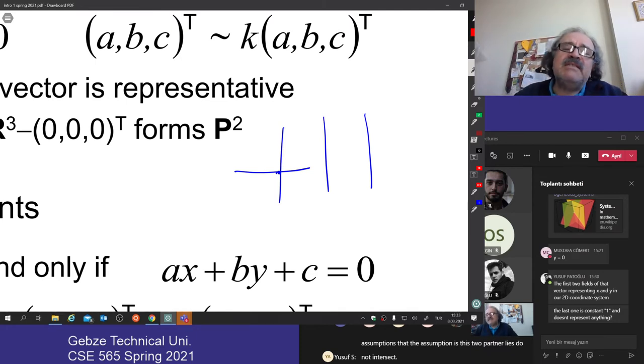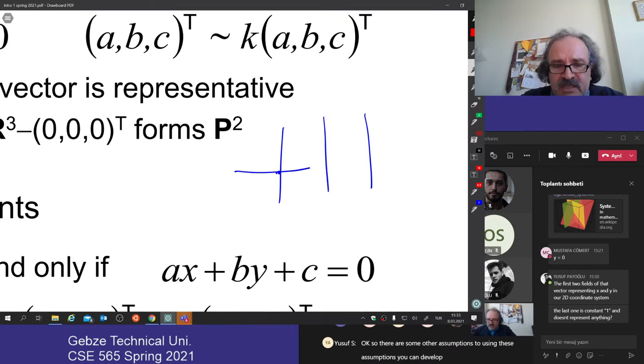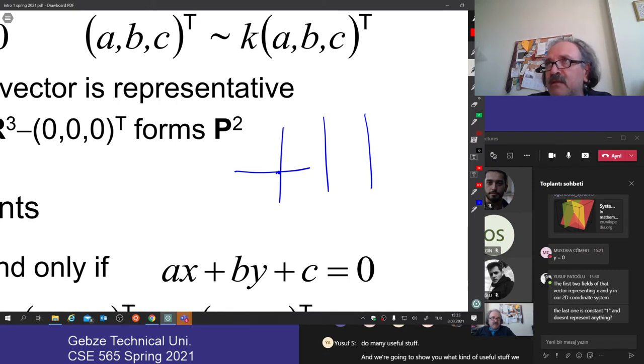Okay? So there are some other assumptions too. Using these assumptions, you can develop your whole geometric theory. But at the beginning of 1900, somebody said, why do we assume that? Why do we assume that two parallel lines do not intersect? I am going to assume that two parallel lines intersect. Okay? That's going to give me the homogeneous coordinate system. And using this homogeneous coordinate system, I can do many useful stuff. And we are going to show you what kind of useful stuff we have now. Okay? I'm going to show you those.